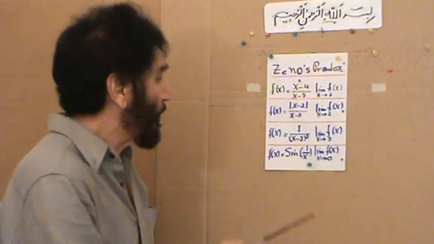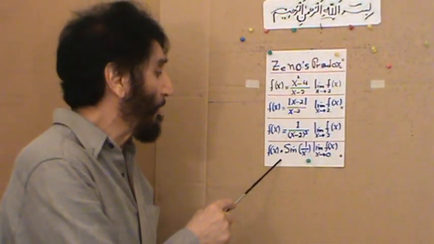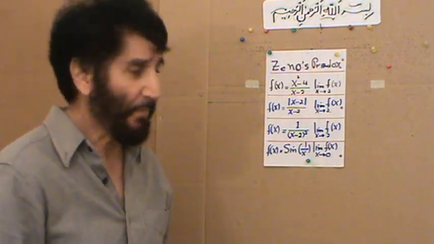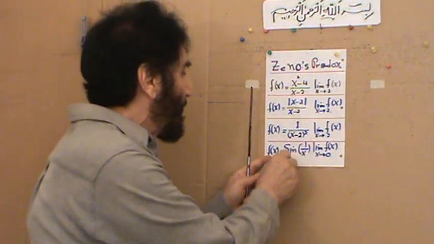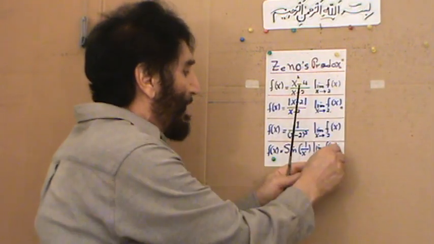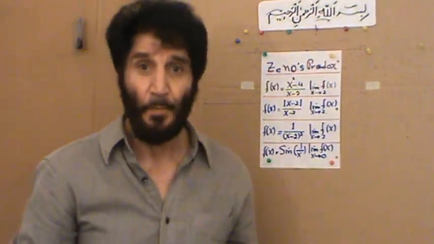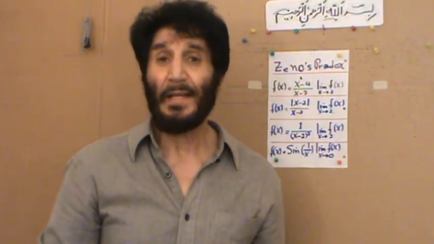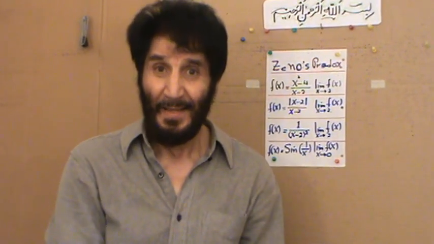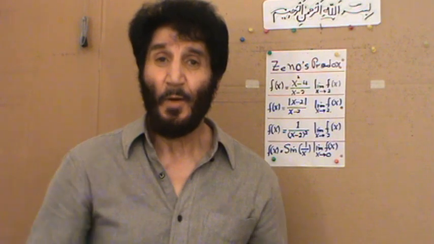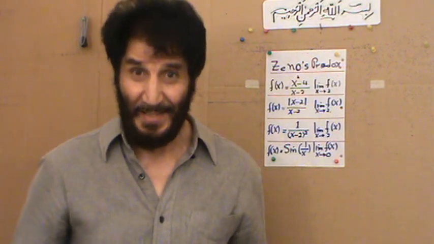Then we came to this example, the limit of sine of 1 over x. And that was very interesting because it's a bit different. At first glance, we thought that as x approaches 0, 1 over x approaches infinity. So we may immediately come to the conclusion that the limit does not exist.